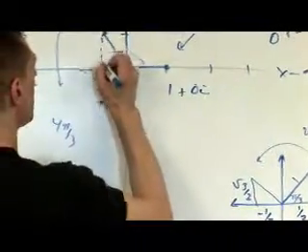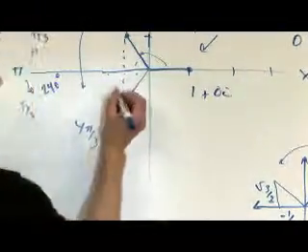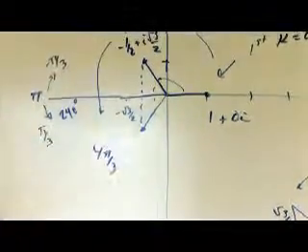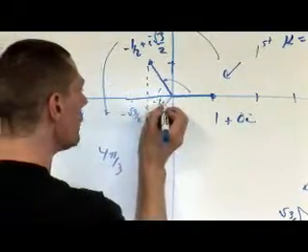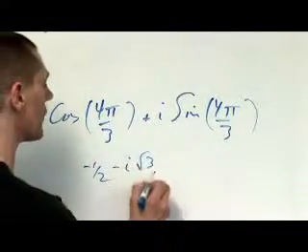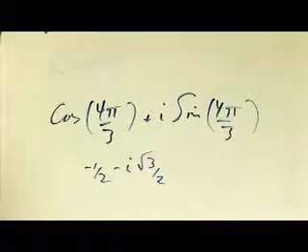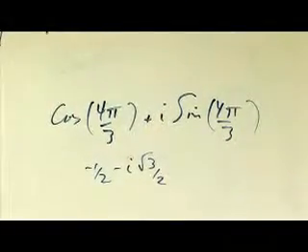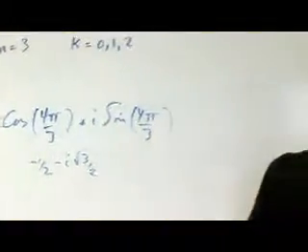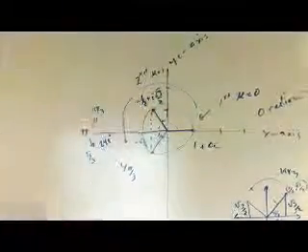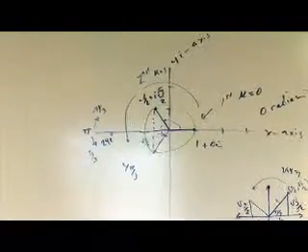This time, the y component is negative square root of 3 over 2, and the x component is still negative 1/2. So this translates to negative 1/2 minus I square root of 3 over 2. Once again, we will see that all these solutions lie on a unit circle, or the unit egg as it is drawn.